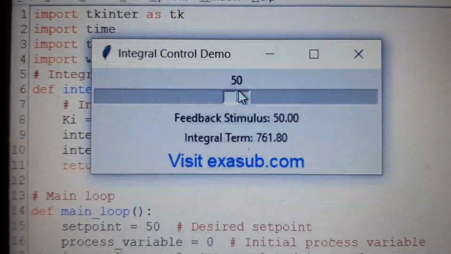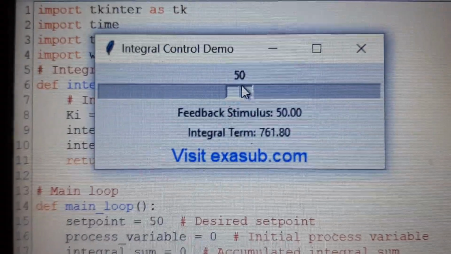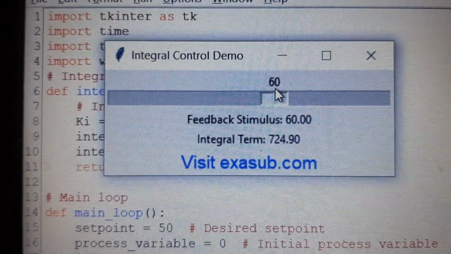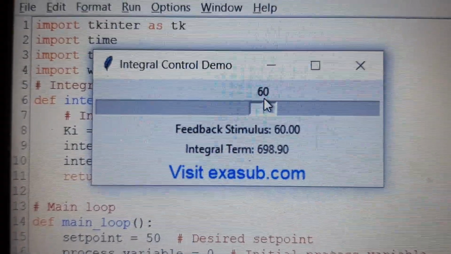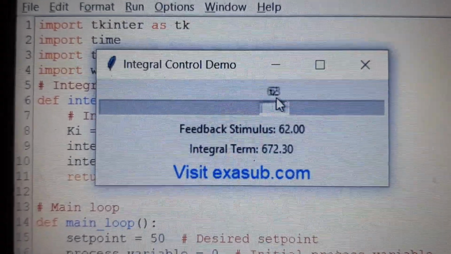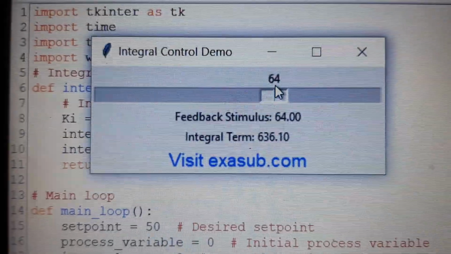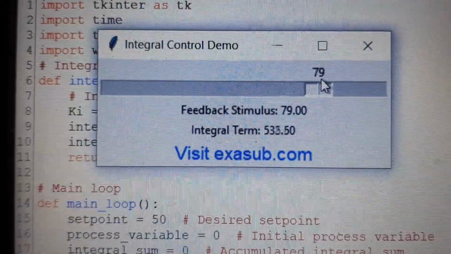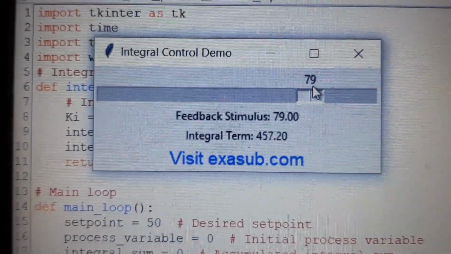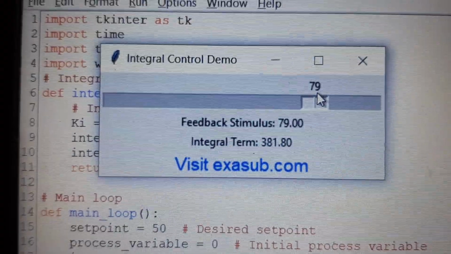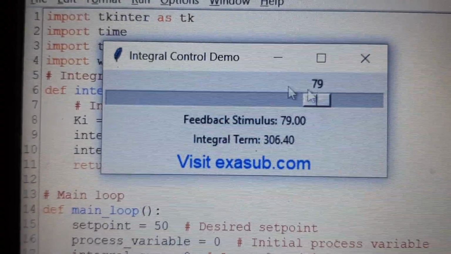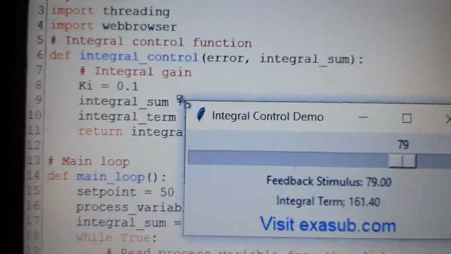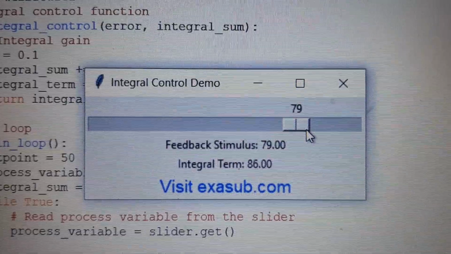But when I go past 50, the error is reducing, so it becomes negative, so the integral term gets decremented, and it is calculating the multiplying the error with the integral sum with the ki, or the integral gain that you have put here.